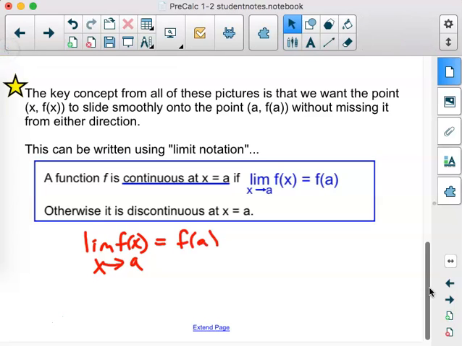You put the a in, you get what's expected, then that's what should be happening. Otherwise, it is discontinuous at x equals a. If it's a hole, it's removable. If it is going to be one of our asymptotes, or it's going to be a jump discontinuity, we can't do anything about that. So those are non-removable. So some of the homework today is just going to be about the names, the vocab. Can you recognize what type of discontinuity something has, or is it continuous?